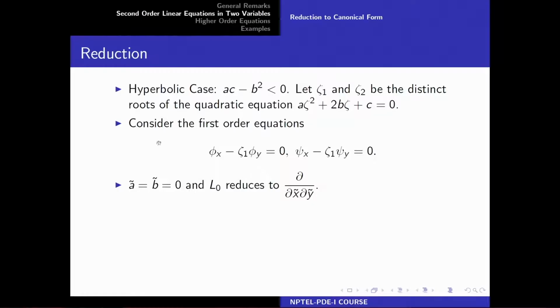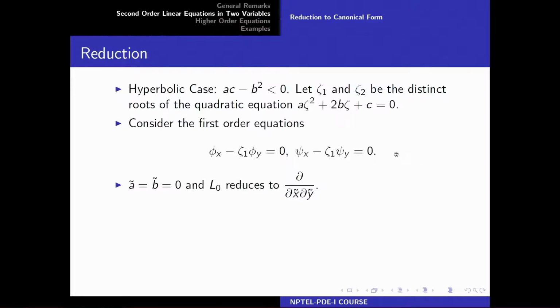So, we have to find phi and psi so that we get non-singularity, and in this hyperbolic case it is very easy to verify that phi and psi are non-singular, in the sense that phi x psi y minus phi y psi x is not 0, because xi 1 and xi 2 are different. Some simple calculation you can easily verify that.